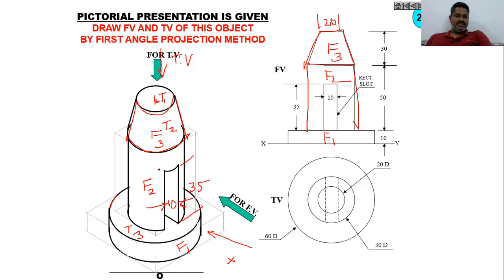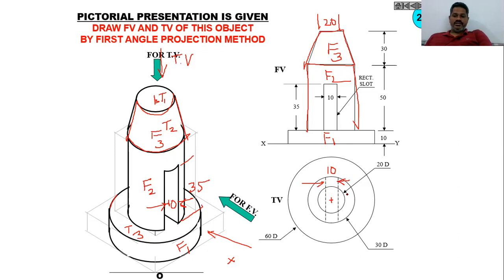So we need to represent this slot as a dotted line with the given dimension, that is 10, exactly at the center. The slot is located exactly at the center of this cylindrical portion, hence that needs to be represented as a dotted line exactly at the mid of this cylindrical portion. The width of this slot is 10. As you are aware, this is also given in the front view.